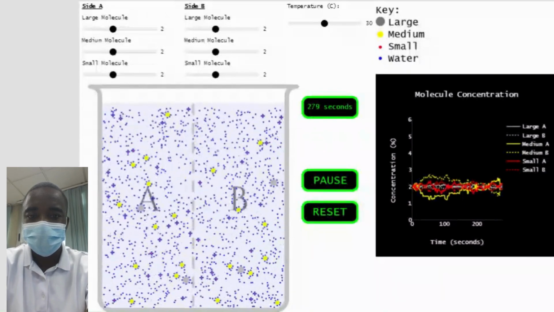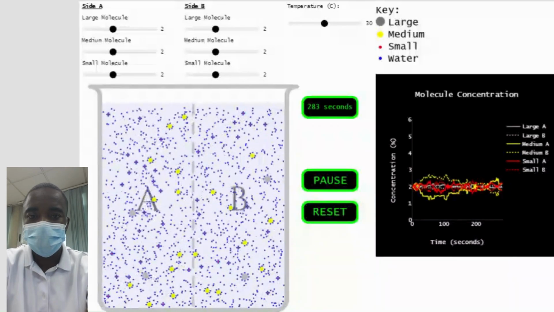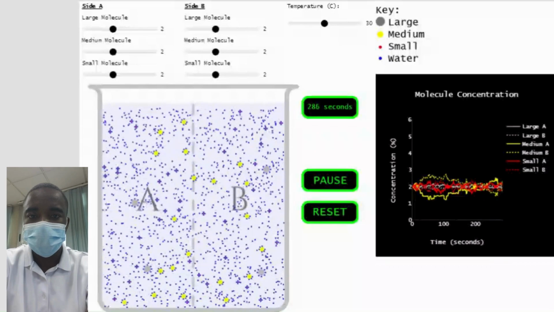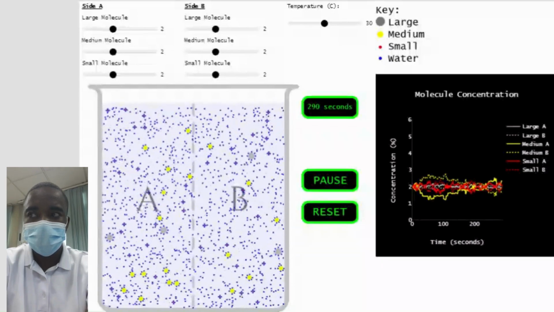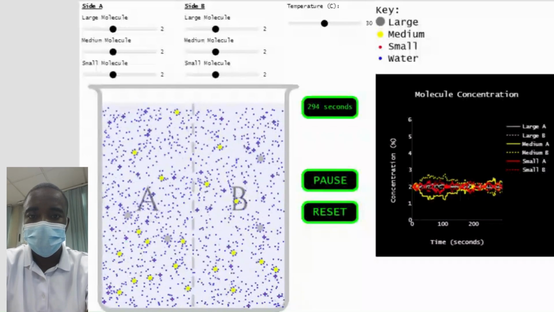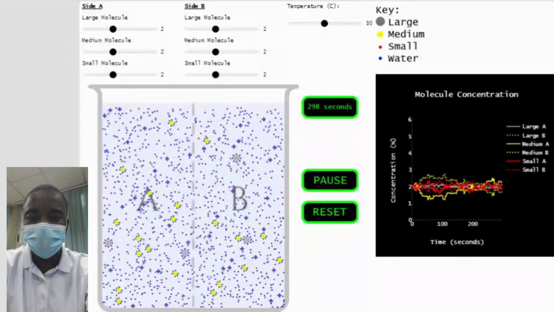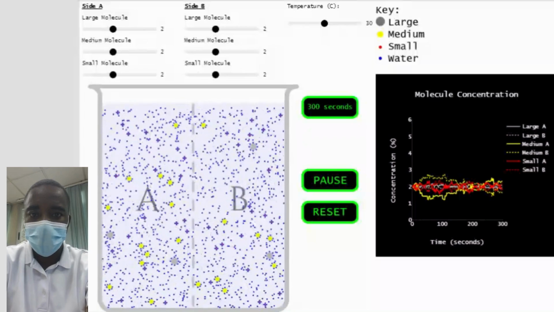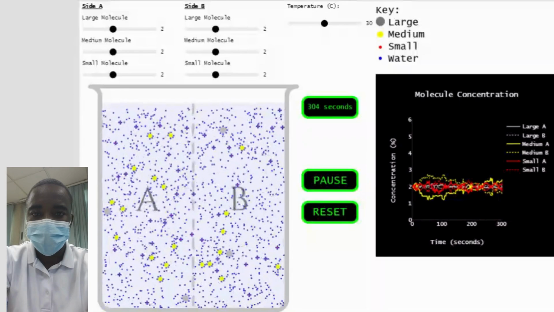3. Immediate feedback. The simulation offers immediate feedback, allowing students to see the results of their experiments instantly. This helps correct misunderstandings quickly and reinforces learning through trial and error. 4. Flexibility. The simulation is flexible, allowing students to explore a wide range of scenarios. Whether investigating the movement of small, medium, or large molecules, the simulation provides a comprehensive learning experience.